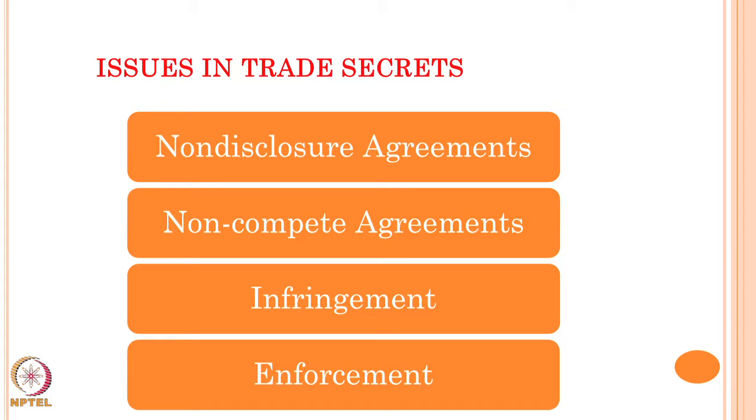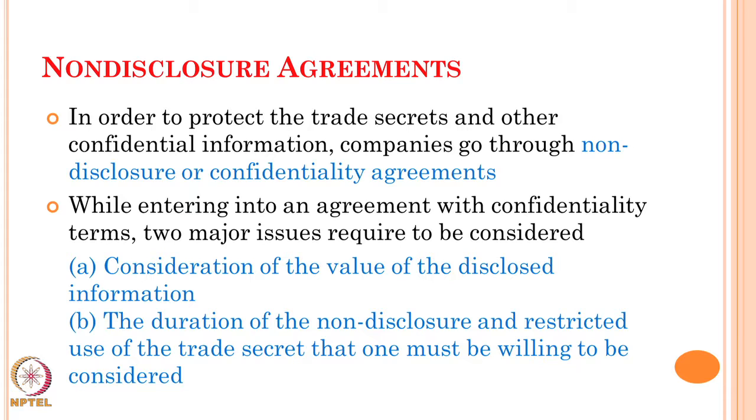There are issues in trade secrets. Important points are the non-disclosure agreement, non-compete agreement, infringement and enforcement. The first point is non-disclosure agreements: in order to protect trade secrets and other confidential information, companies enter into non-disclosure or confidentiality agreements with the person who holds the trade secrets of that enterprise.